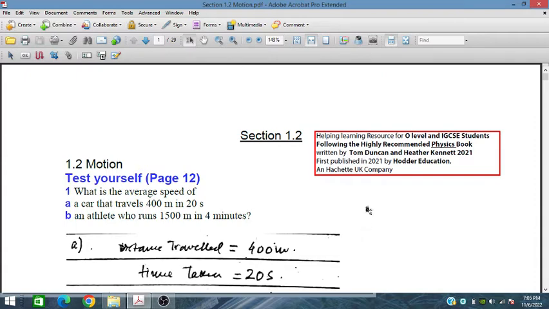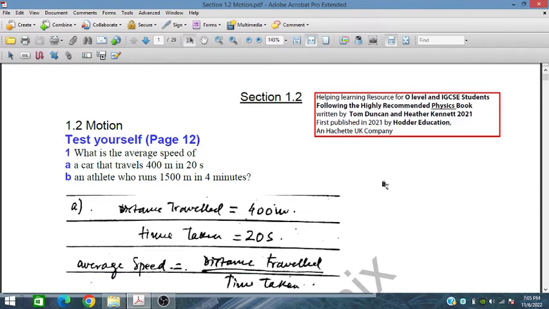Bismillah Rahman Rahim. In this lecture of the O-level physics course, we will discuss motion, or kinematics. For this purpose we have followed this highly recommended book from Hodder Education. On page 12 we have question number 1.